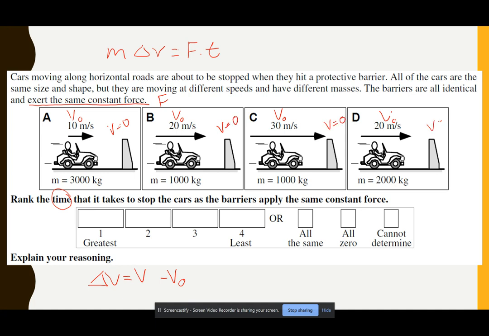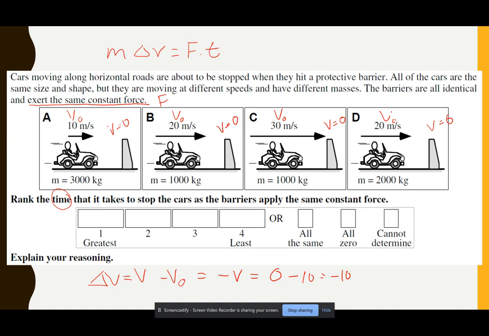The reason our final velocities will be 0 is because it's hitting the wall. It's stopping. So all of these will end up having a negative change in velocity. Because final is 0, because you have a 0 minus insert number here, like 10, and it'd be a negative 10. So your change in velocity ends up being negative. Because the wall's slowing it down. That's one way to think about it.